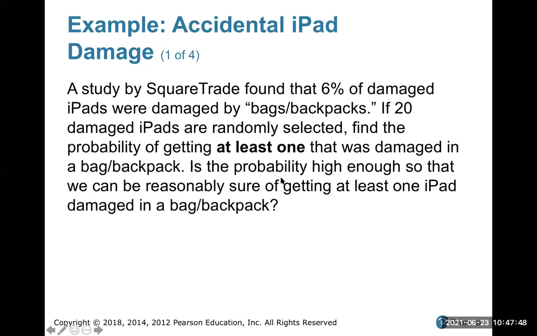Okay, so let's read this one and see if you can come up with the solution. Send me the solution via chat if that makes sense. I give you a minute.